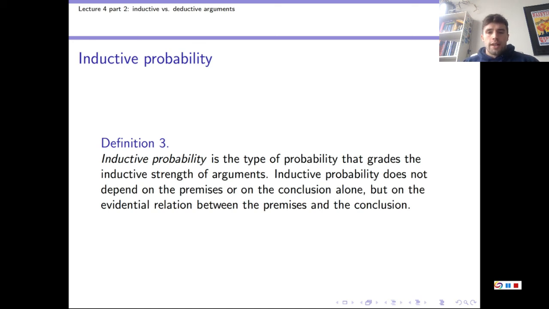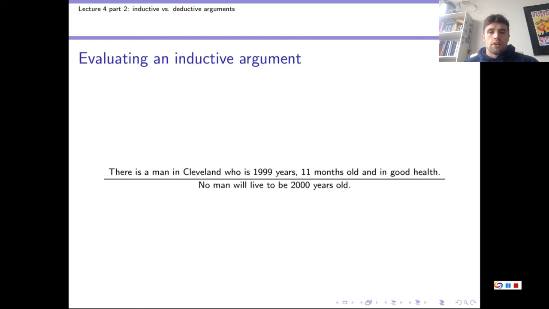Now here's one last example to finish off this video. We're going to evaluate the inductive strength of this argument. It says, there is a man in Cleveland who is 1,999 years and 11 months old and in good health. Therefore, no man will live to be 2,000 years old. Now, I'll tell you for free that this argument is not deductively valid.